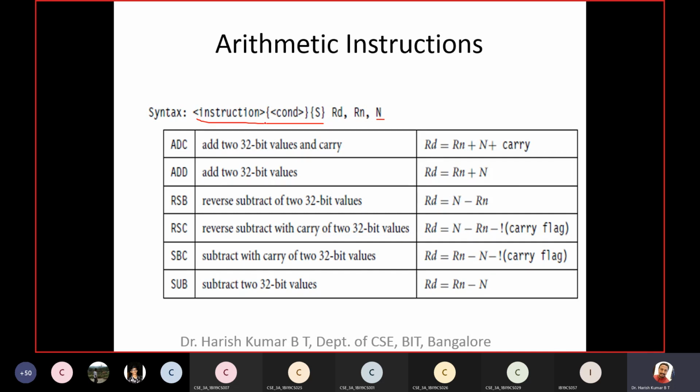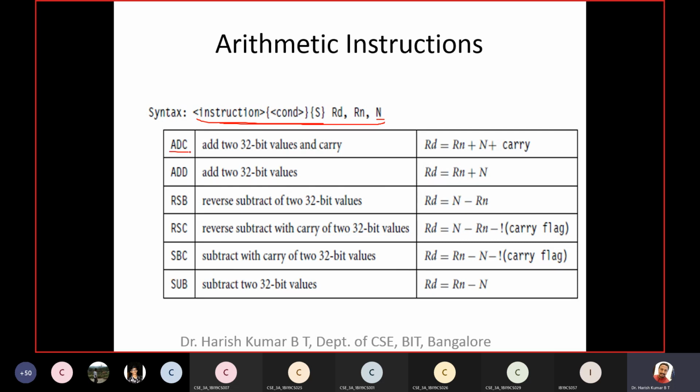Okay, so that is the reason. And this syntax, what is written here, clearly explains what should be what. So RD is a register, RN is the first source register. And n can be either a second source register or an immediate number. Now, the instruction I've written here can take any one of these.